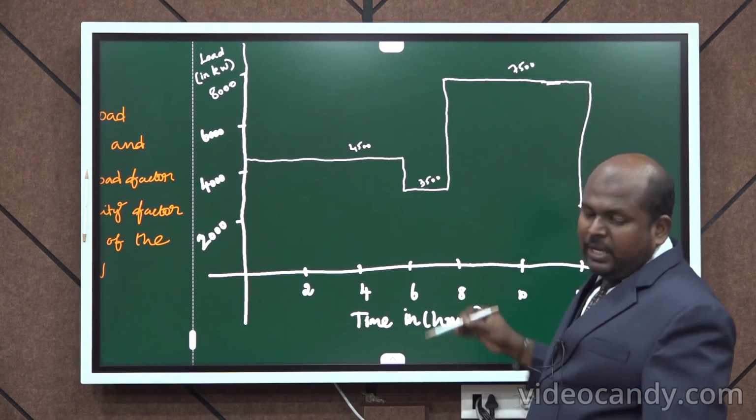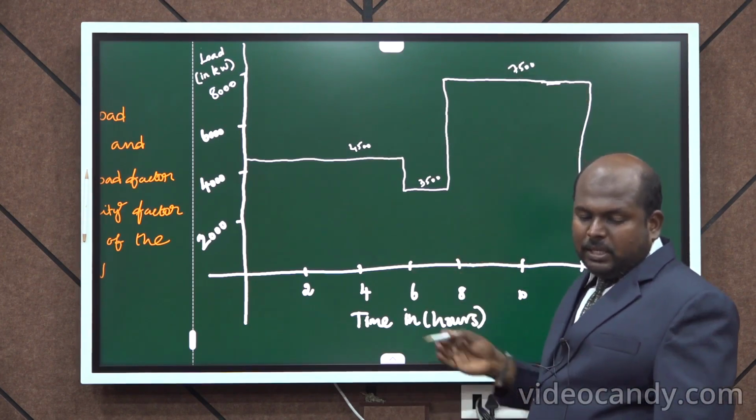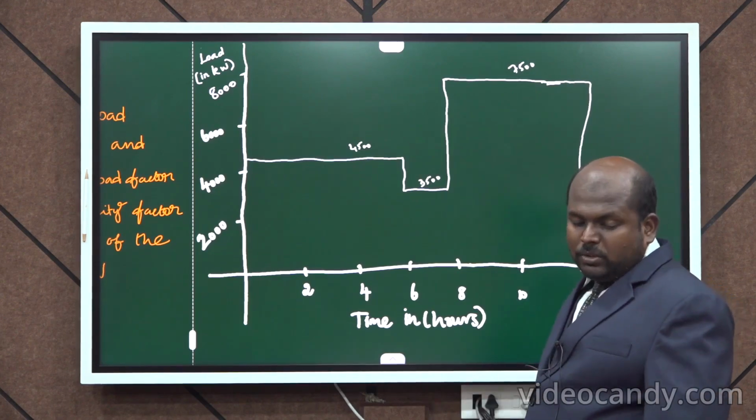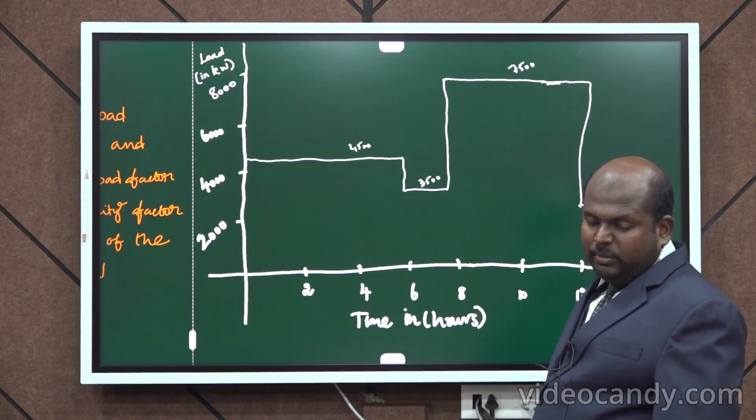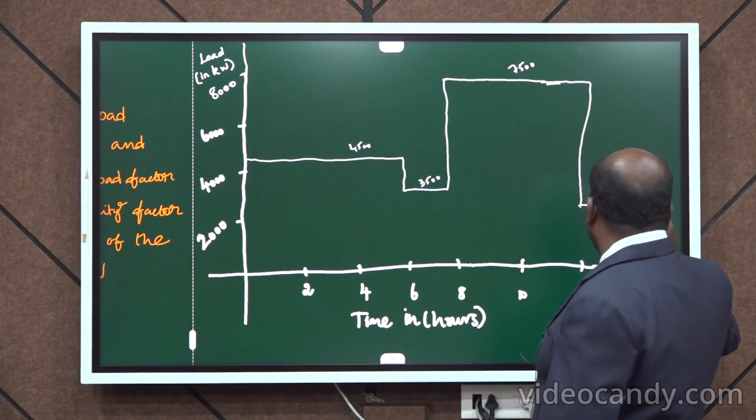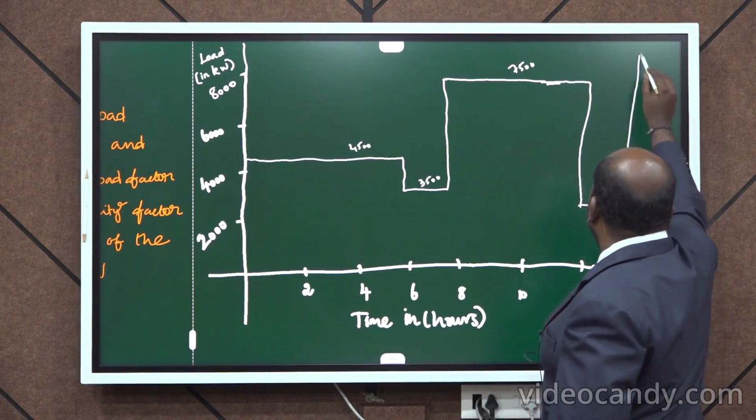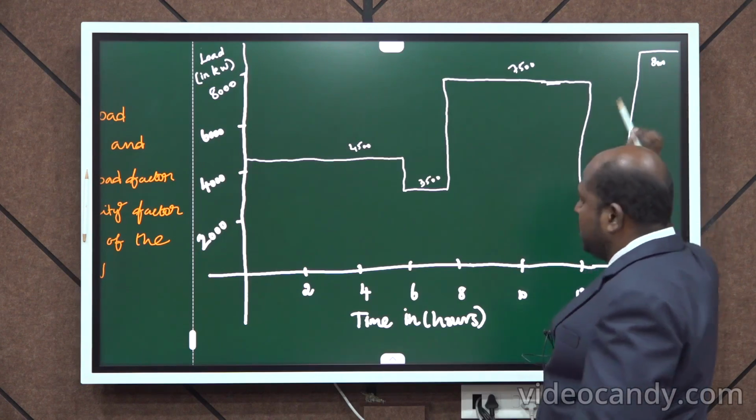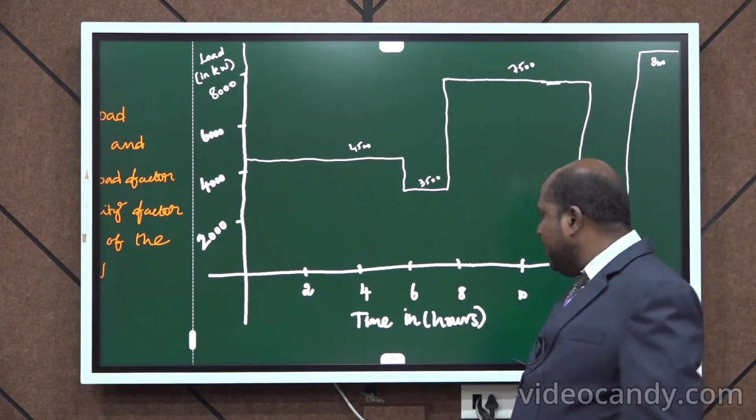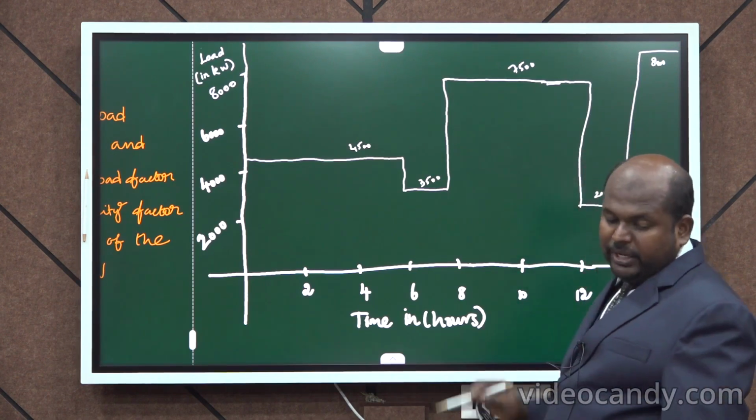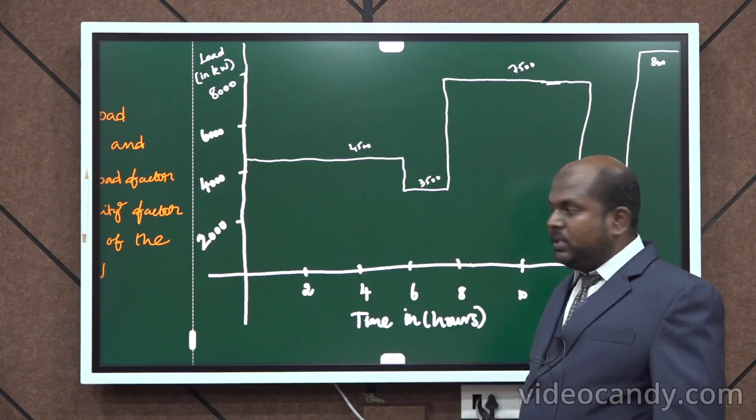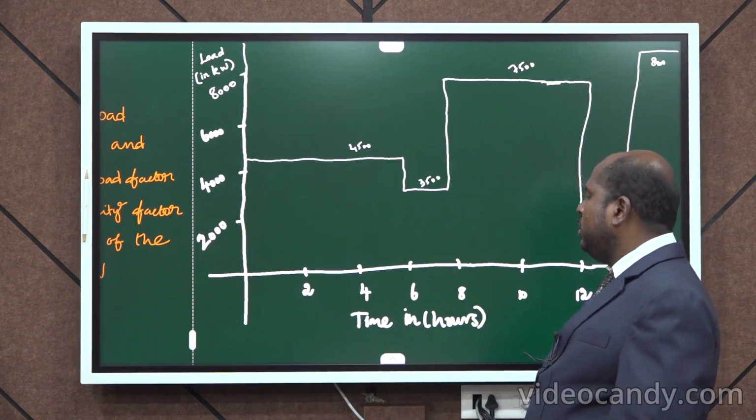The sketching continues to increase. It is 2000, and then it rises again to 8000 and continues there. So 14, 16, 18, 20, 22 proceed this way. This is the load curve.